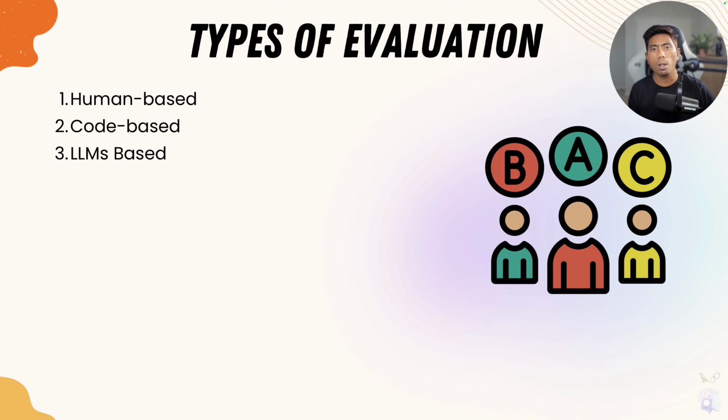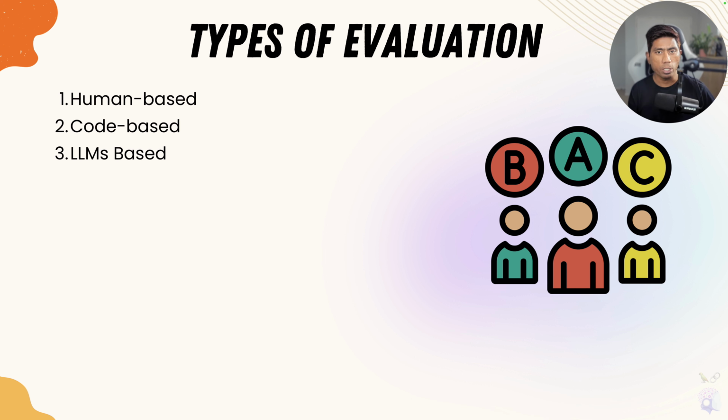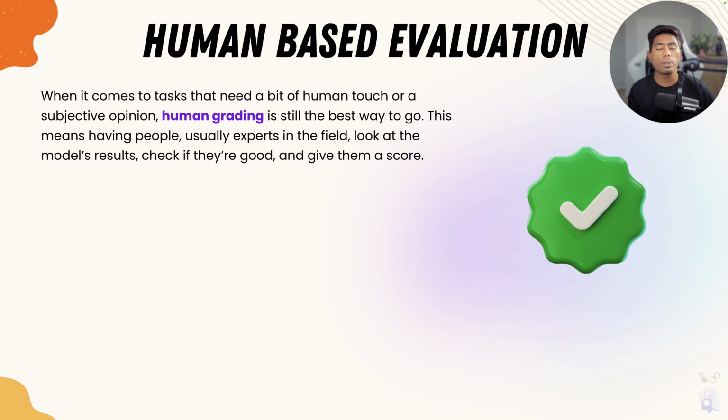But in this video, we're going to talk about one of the types of evaluation that we discussed in our last video, which is human-based evaluation. Human graded evaluation is one of the most important concepts that we discussed, where we said that when it comes to tasks that need a bit of human touch or subjective opinions, human graded evaluation is still the best way to go. This means having people, usually experts in the field, look at the model's results, check if they are good, and give them a score. And that is exactly what we are going to see as a demo in this video.